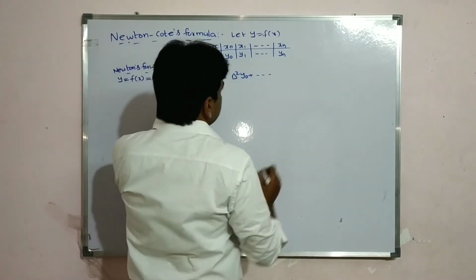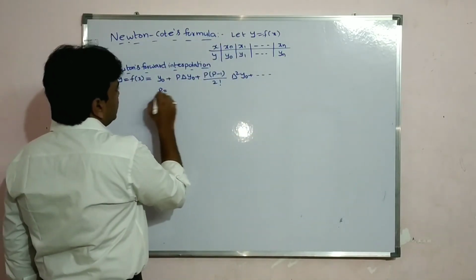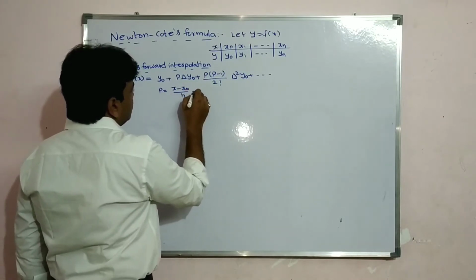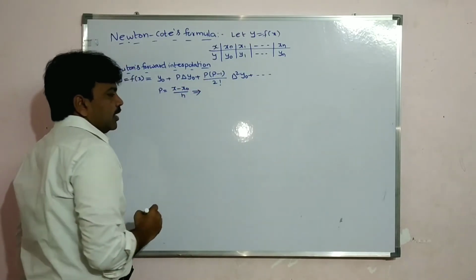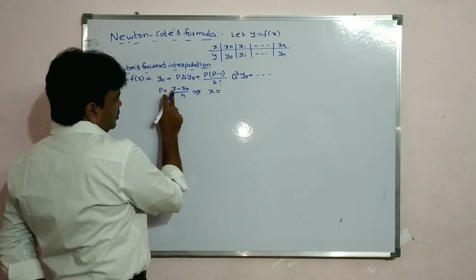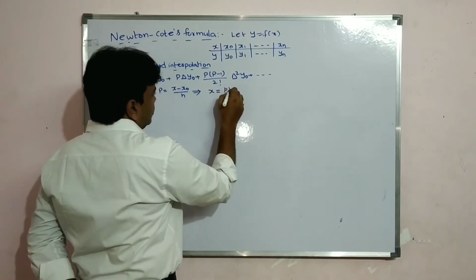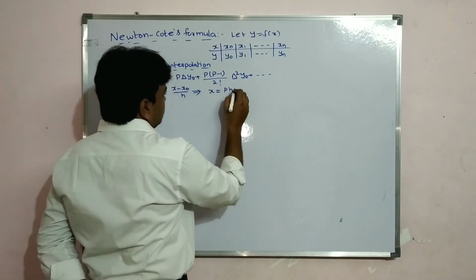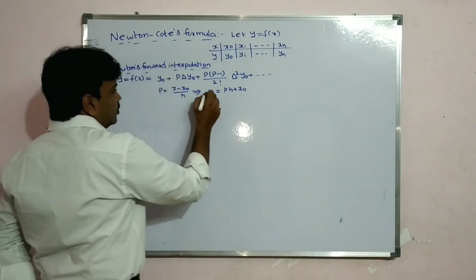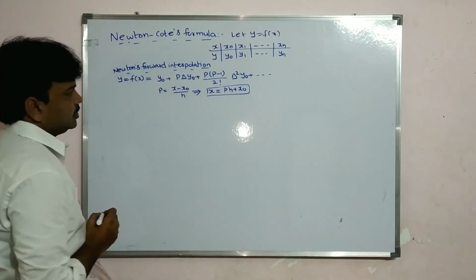Now what is p here, students? P is x minus x0 by h. Now I want to write x, students. So how can you get x here? ph, you transpose to the left hand side, plus x0. Now x is here, ph plus x0.